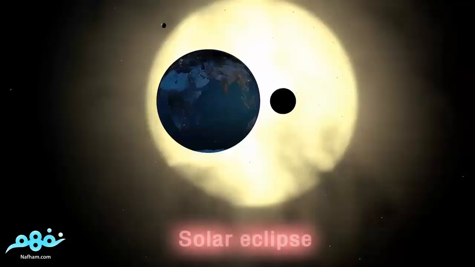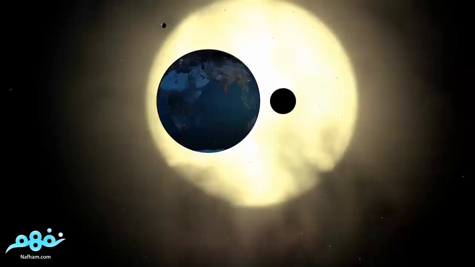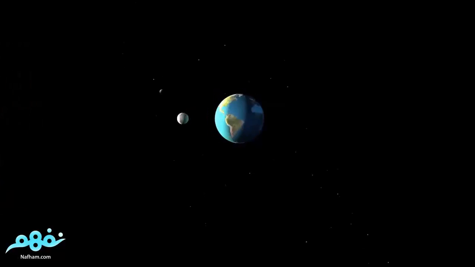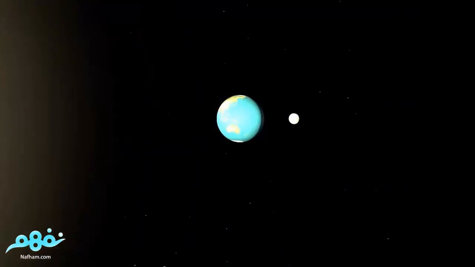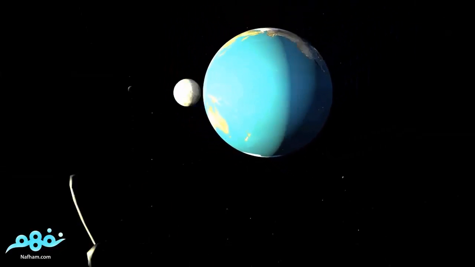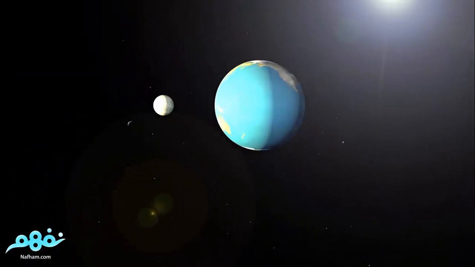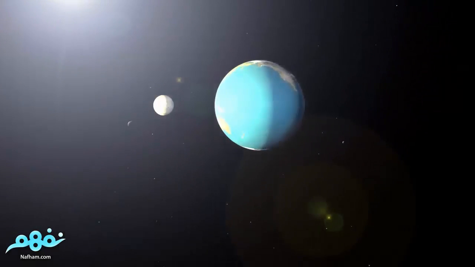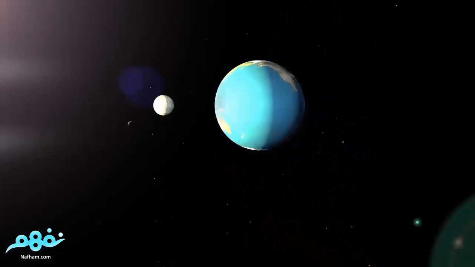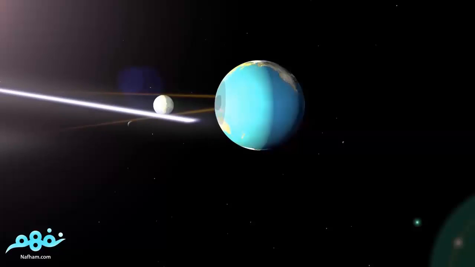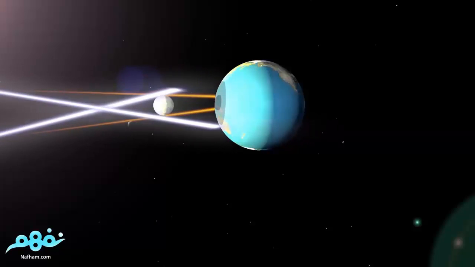But why does this phenomenon happen? Actually, it happens due to the fact that the moon revolves around the earth, and they both, the earth and the moon, revolve around the sun. So when the moon comes between the earth and the sun, making them nearly on one straight line in space, the moon hides sunlight from a part of the earth, casting its shadow on it.